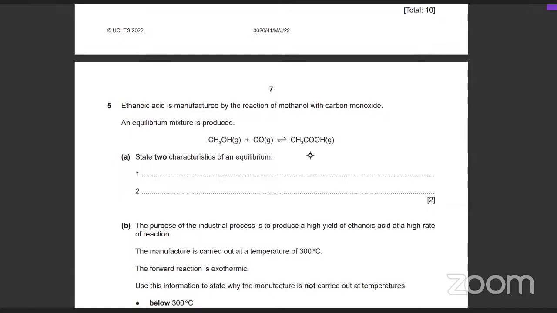State 2 characteristics of an equilibrium. What's an equilibrium? It's when the forward reaction is the same as the backward reaction. So the rate of forward reaction is equal to the rate of backward reaction.